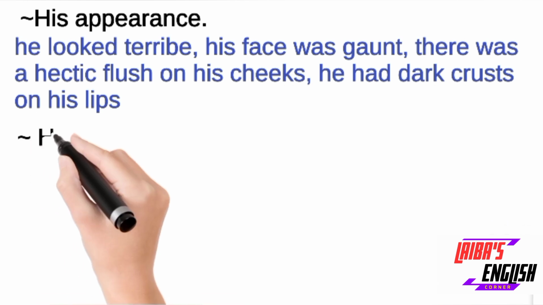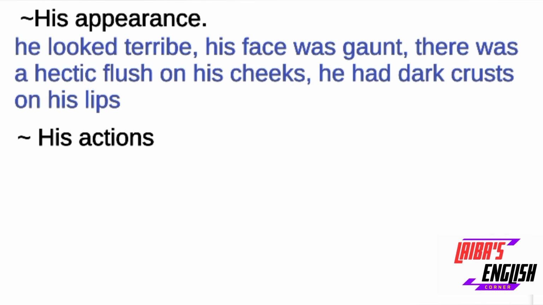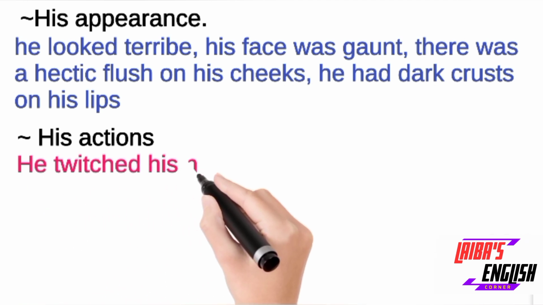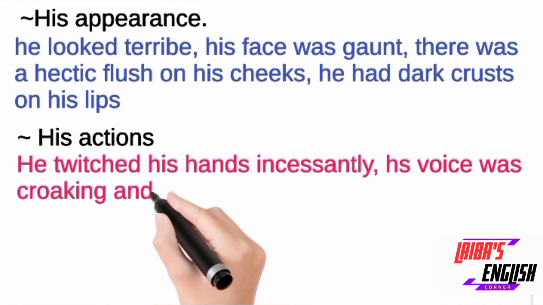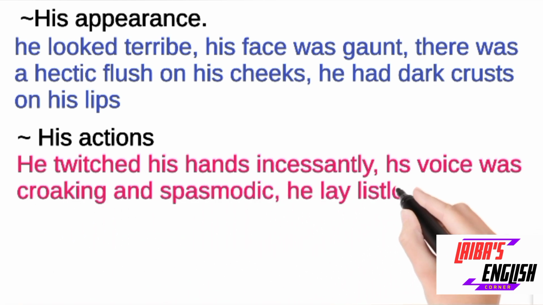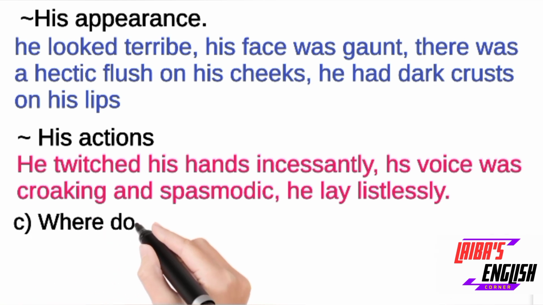He was looking terrible. Next, we have to talk about his actions, how he was acting at that time. He twitched his hand incessantly. His voice was croaking with spasms. He lay listlessly. His actions happened when Watson arrived in his room. So, this was question number 2, discussed in almost 3 parts.